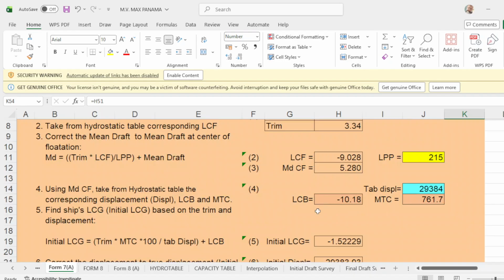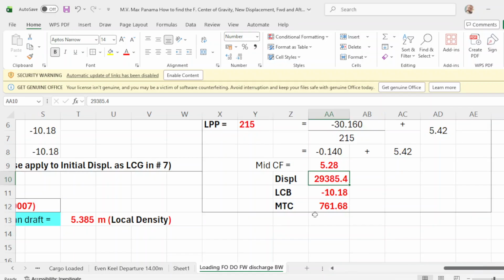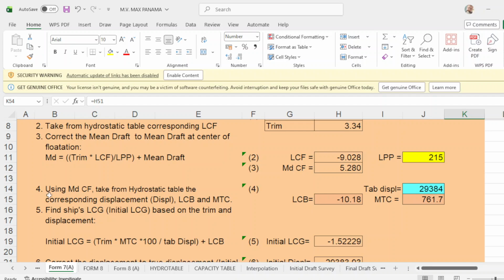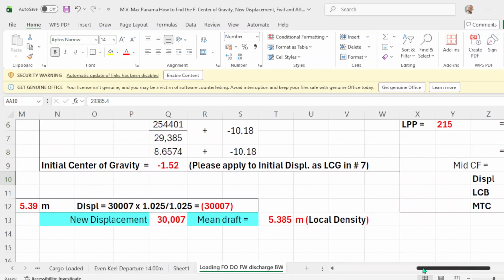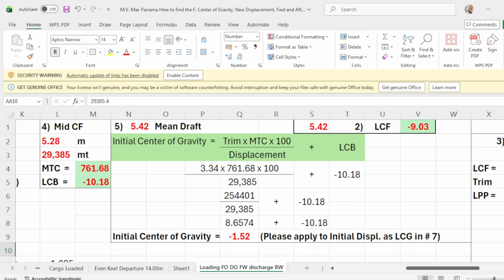So we have now LCB negative 10.18, and MTC is 761.68. That will be number 4. Okay, so we go to number 4. This is our number 4. This is our displacement. MTC 761.68. LCB is negative 10.18. Then we go to number 5.